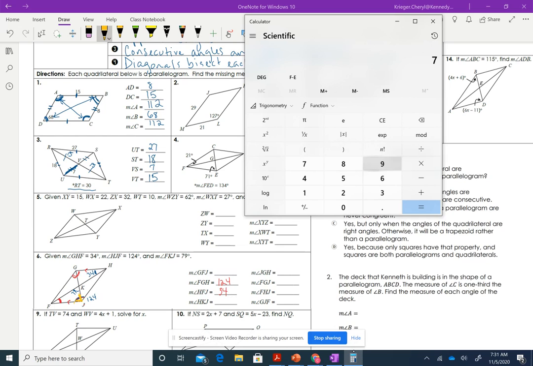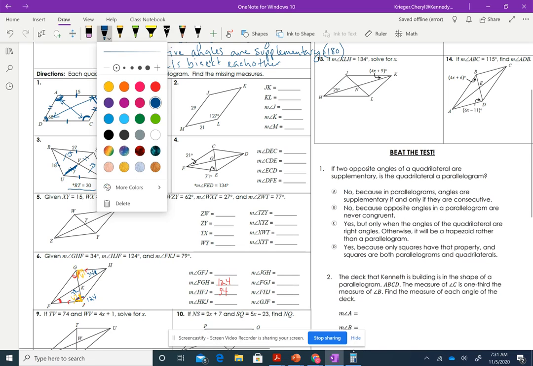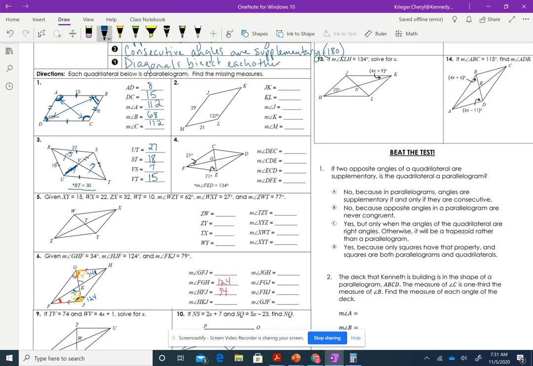So 79 plus 34 and subtract it from 180. So it's 67. So this yellow one here is 67. That makes this one up here, the alternate interior one, also 67. Okay, and then of course we have our vertical angles. This is also 79.